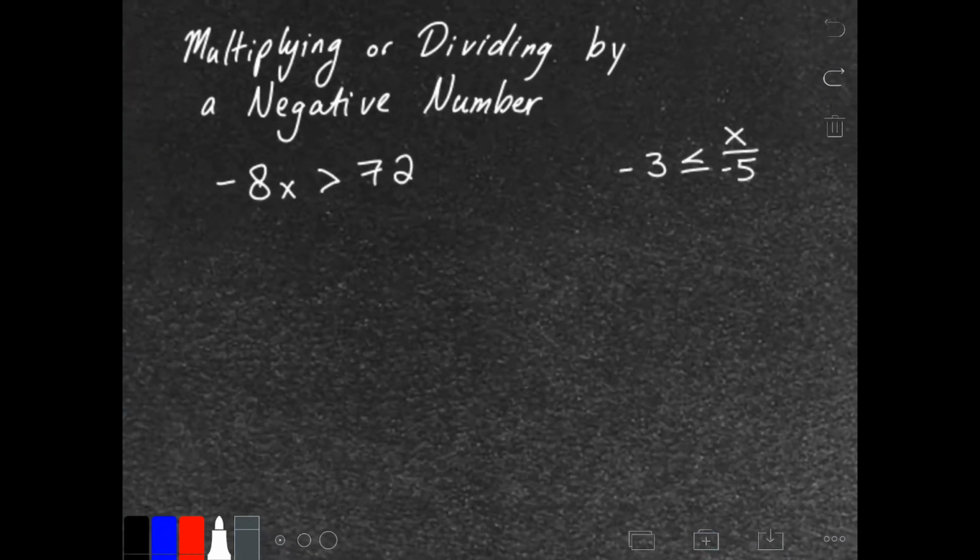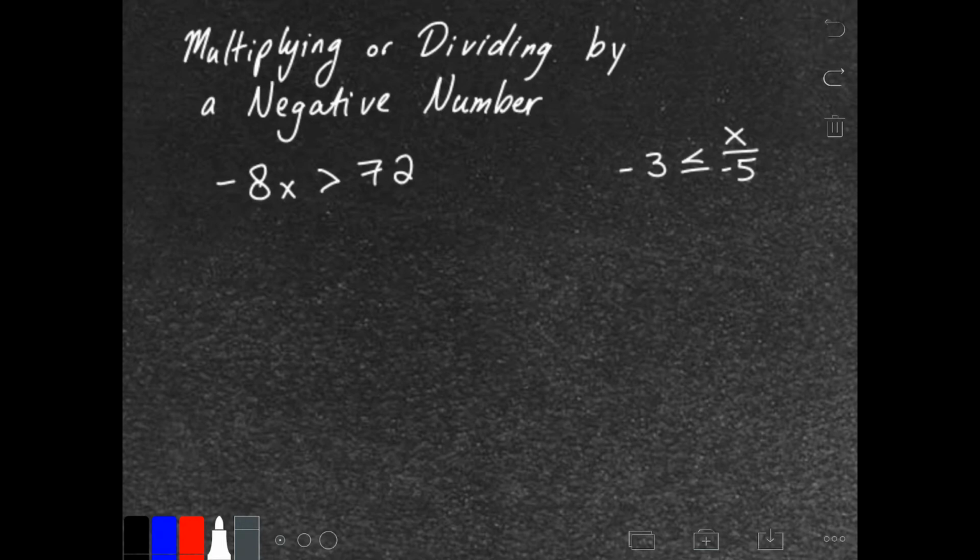We're going to go ahead and look at some different examples. So here's really the main difference between inequalities and equations. What happens when we multiply or divide by a negative number? Well, in this case, we're still going to follow the inverse order of operations.